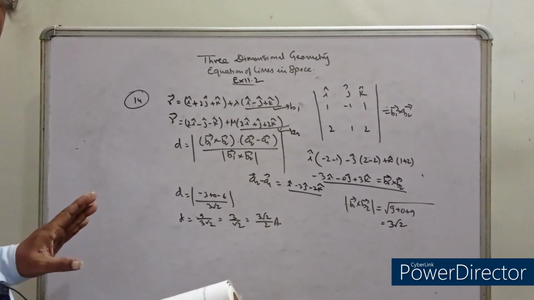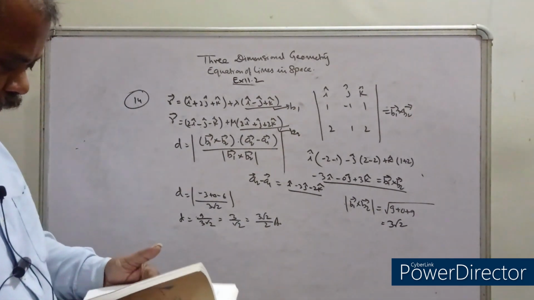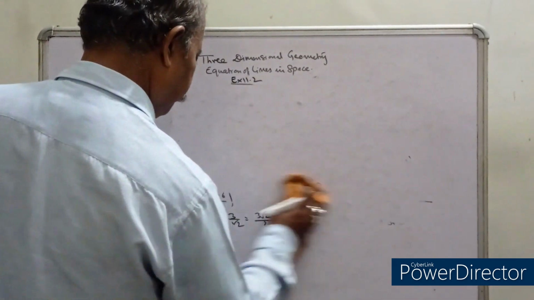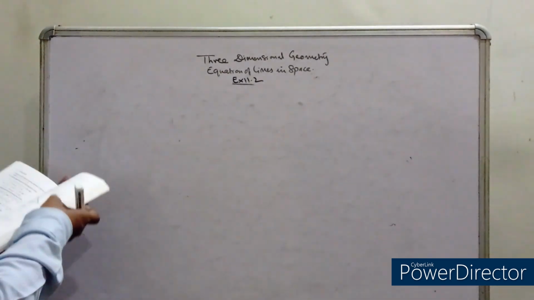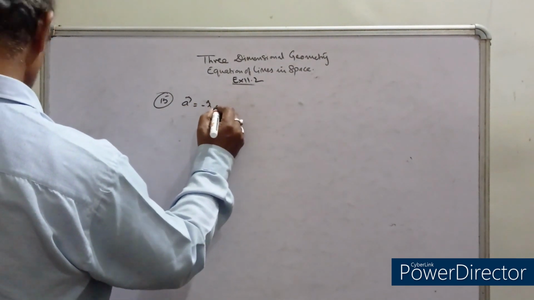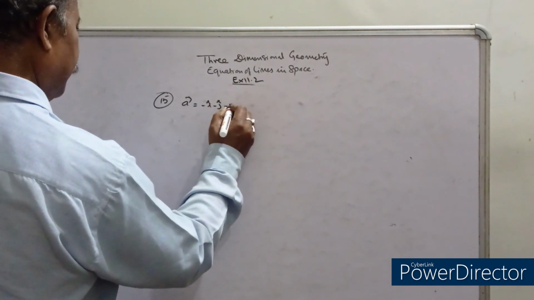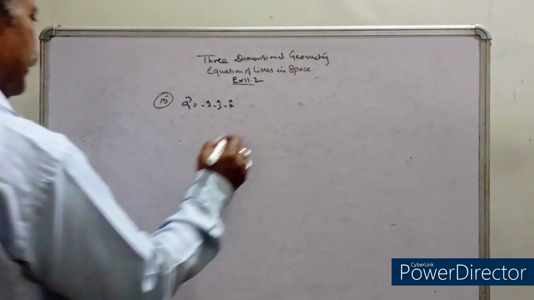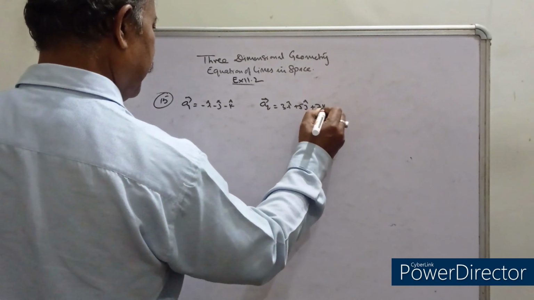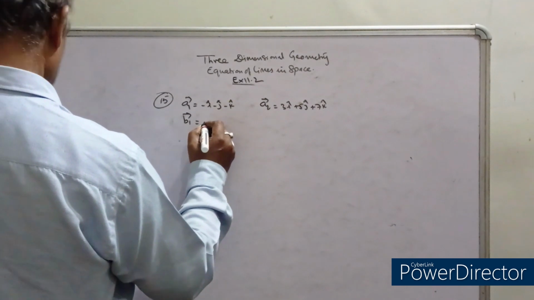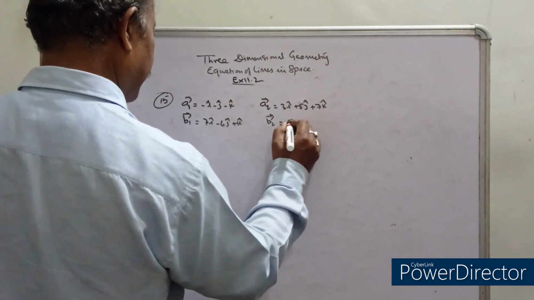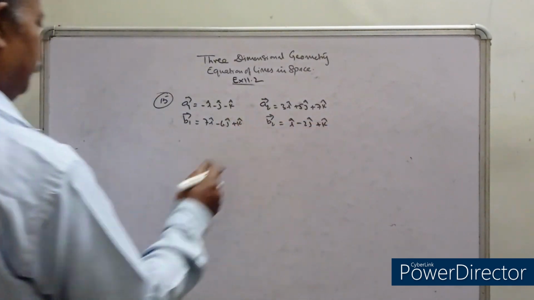It is the same procedure you have to follow. In question number 15 you can do it yourself. I am just locating the points. Here your a1 vector is minus i cap minus j cap minus k cap, and your a2 vector is 3 i cap plus 5 j cap plus 7 k cap. Your b1 vector is 7 i cap minus 6 j cap plus k cap, and your b2 vector is i cap minus 2 j cap plus k cap. I have just found it out.